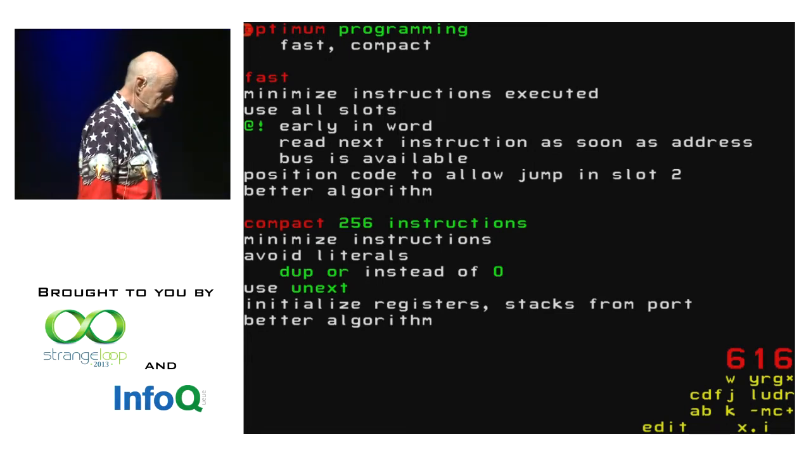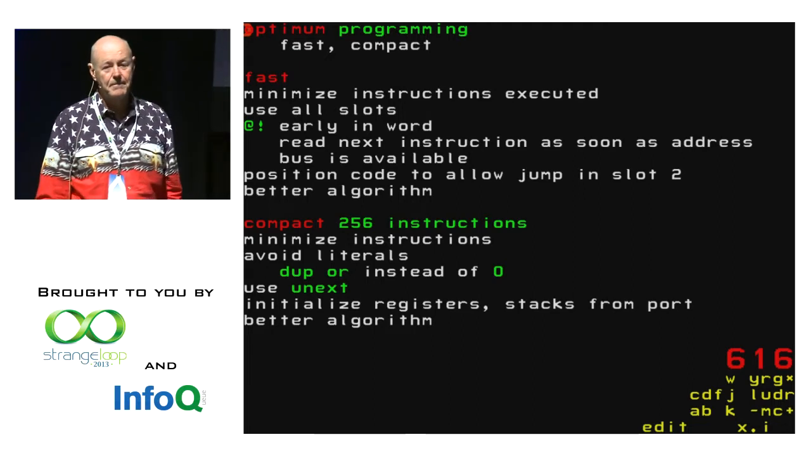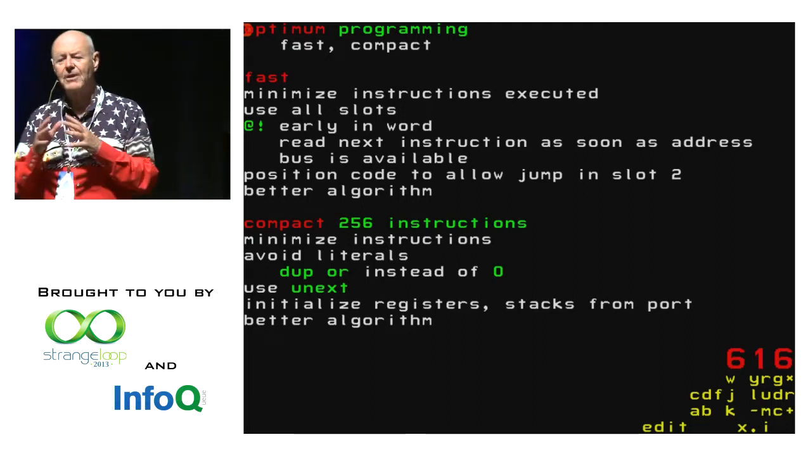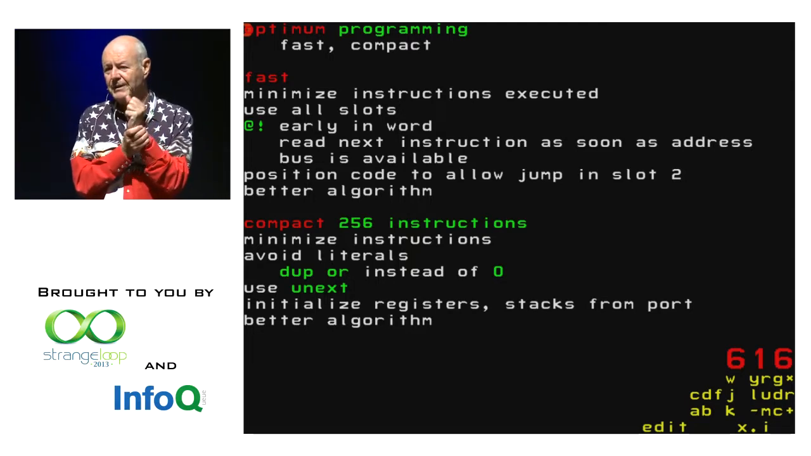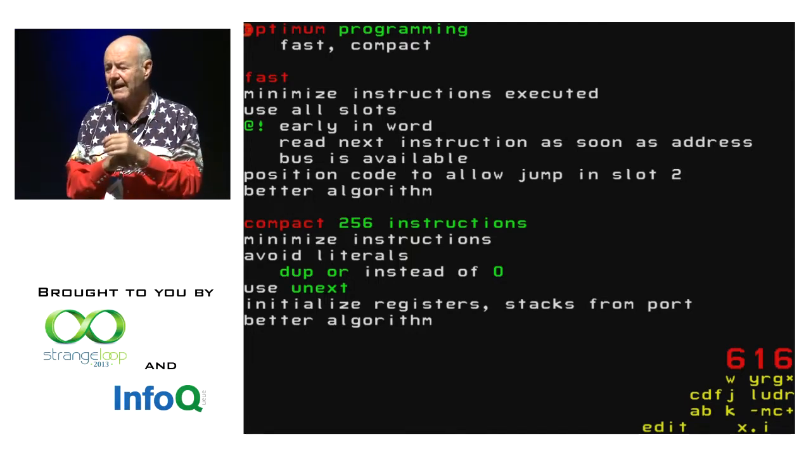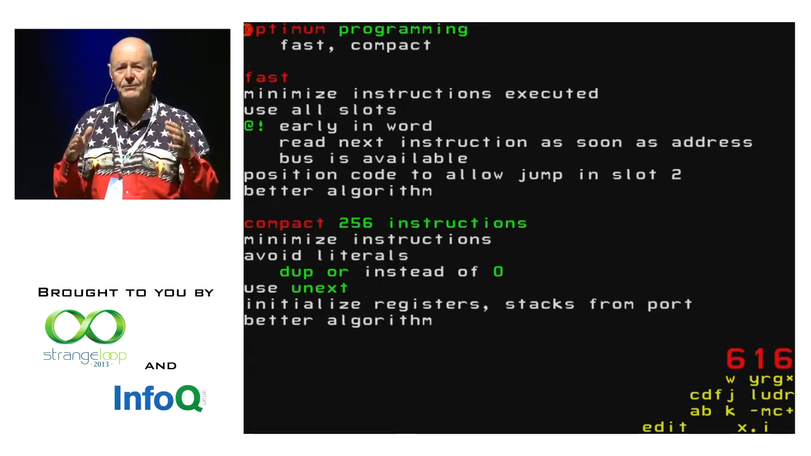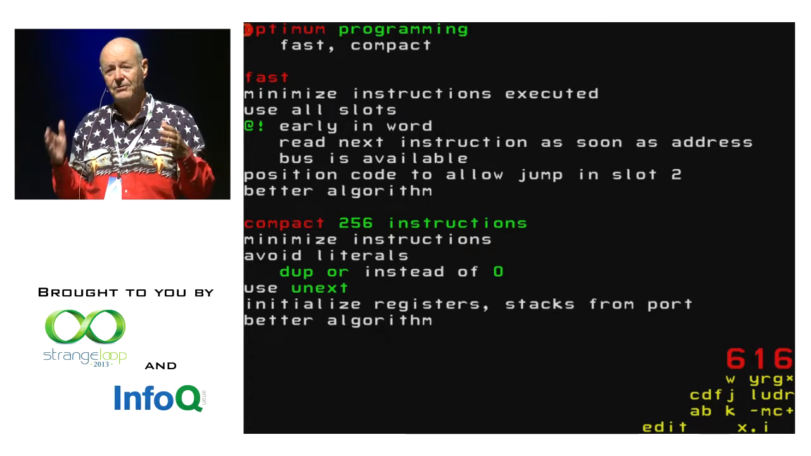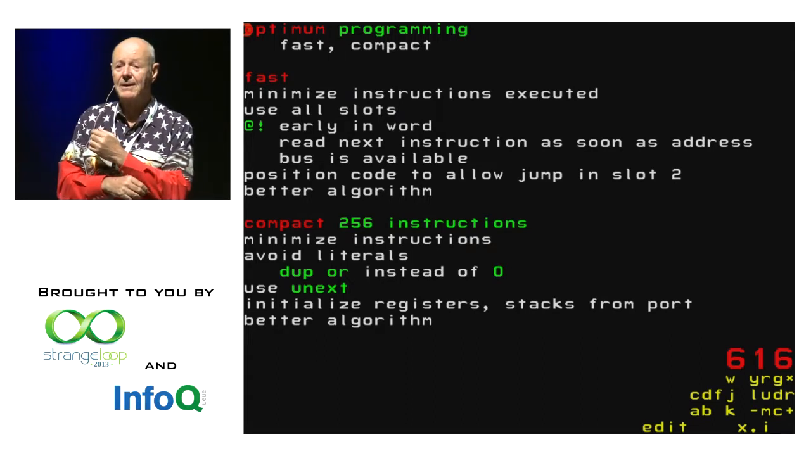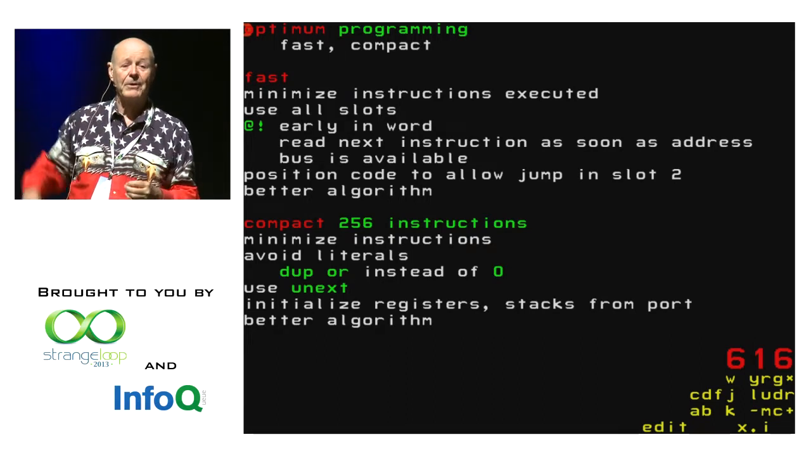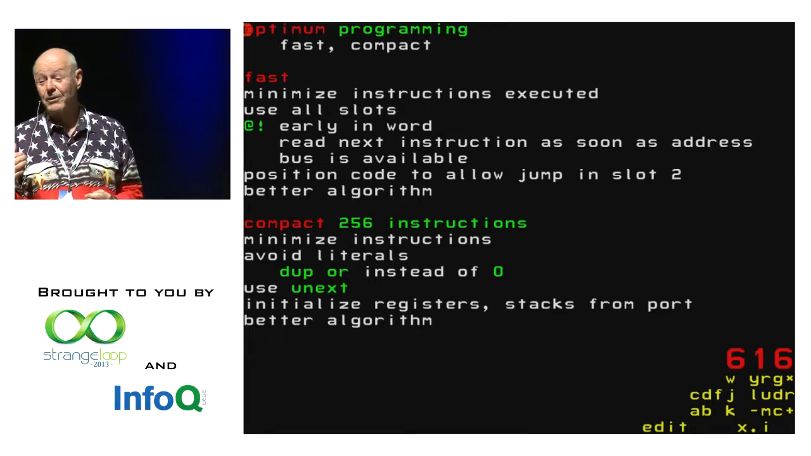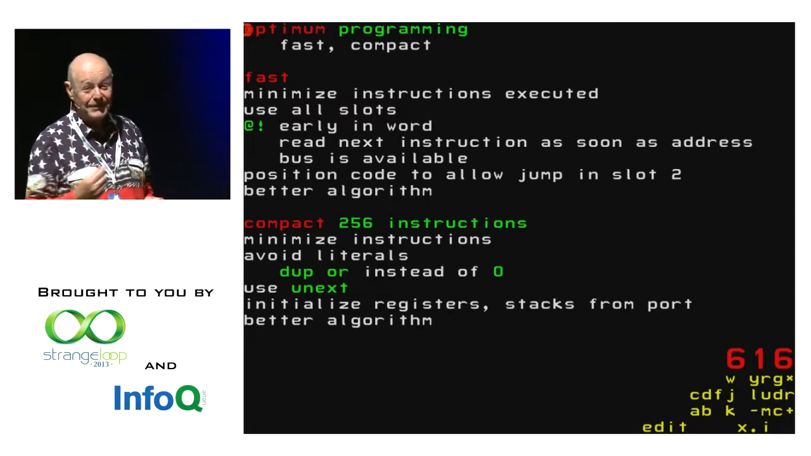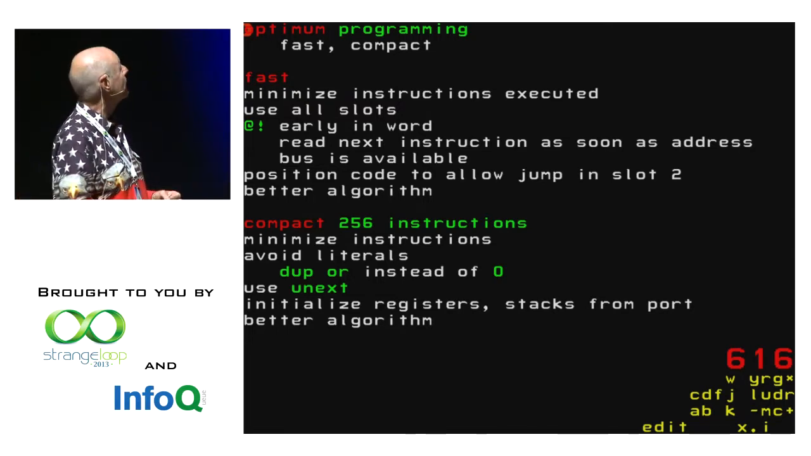Then it matters where you put the code in memory. A jump in slot 2 only has 3 address bits, which means it can jump within a little 8-word page. You want to position your jumps where they matter so that you can use a slot 2 jump. And that just means moving things around in memory. It means you need to be aware of where your jumps are and what slot they're in, and the compiler tells you that.